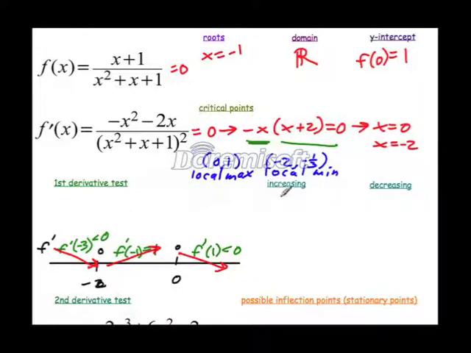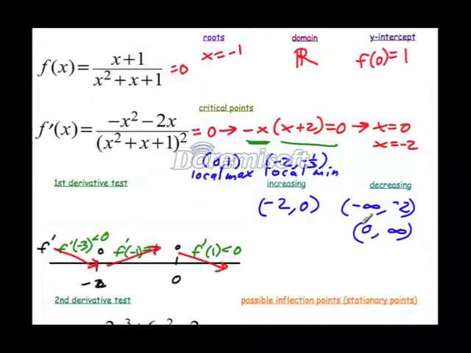This also allows us to answer this increasing decreasing question. We know our function is going to be increasing from -2 to 0, and this is interval notation, and it will be decreasing before the -2, so -infinity up to -2, and it's decreasing again from 0 on up, so 0 to +infinity. So that's how we write that part.